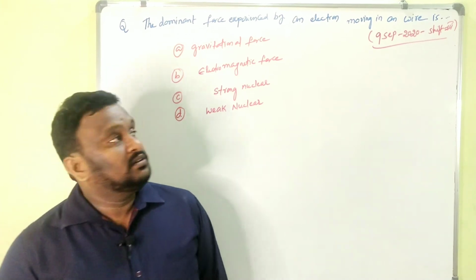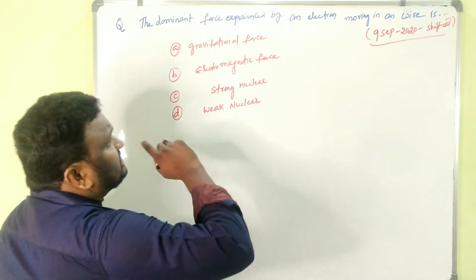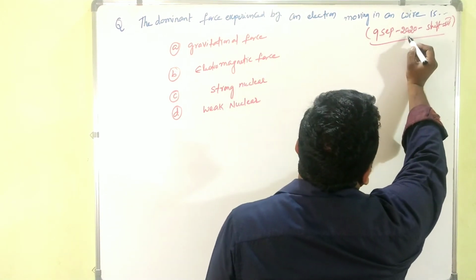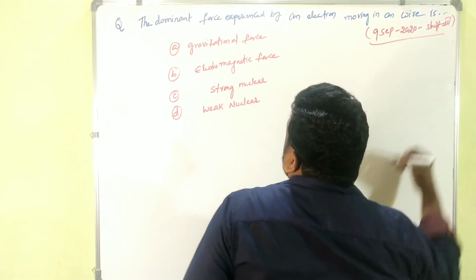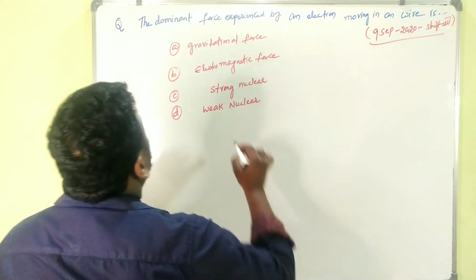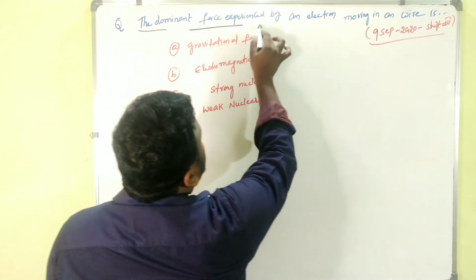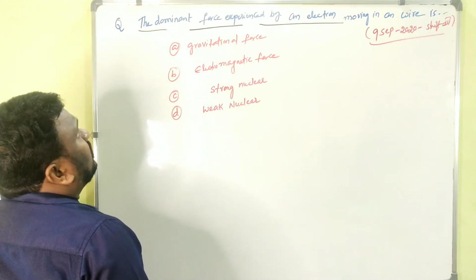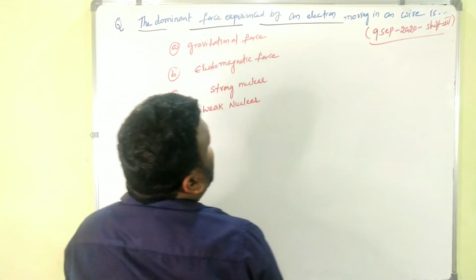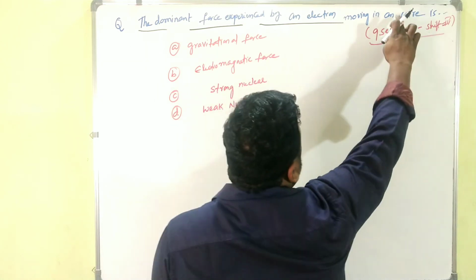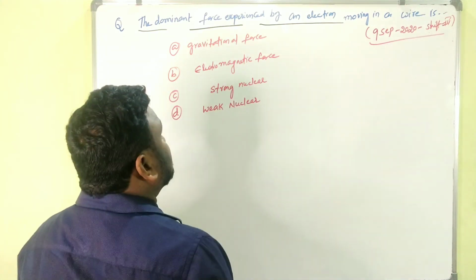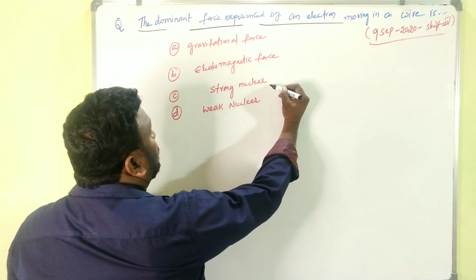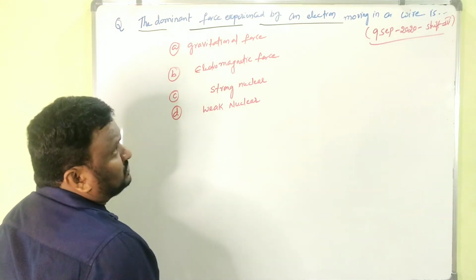The next question was given in EAMCET, 9th September 2020, shift 3. The question is: the dominant force experienced by an electron moving in a wire is gravitational force, electromagnetic force, strong nuclear force, or weak nuclear force.